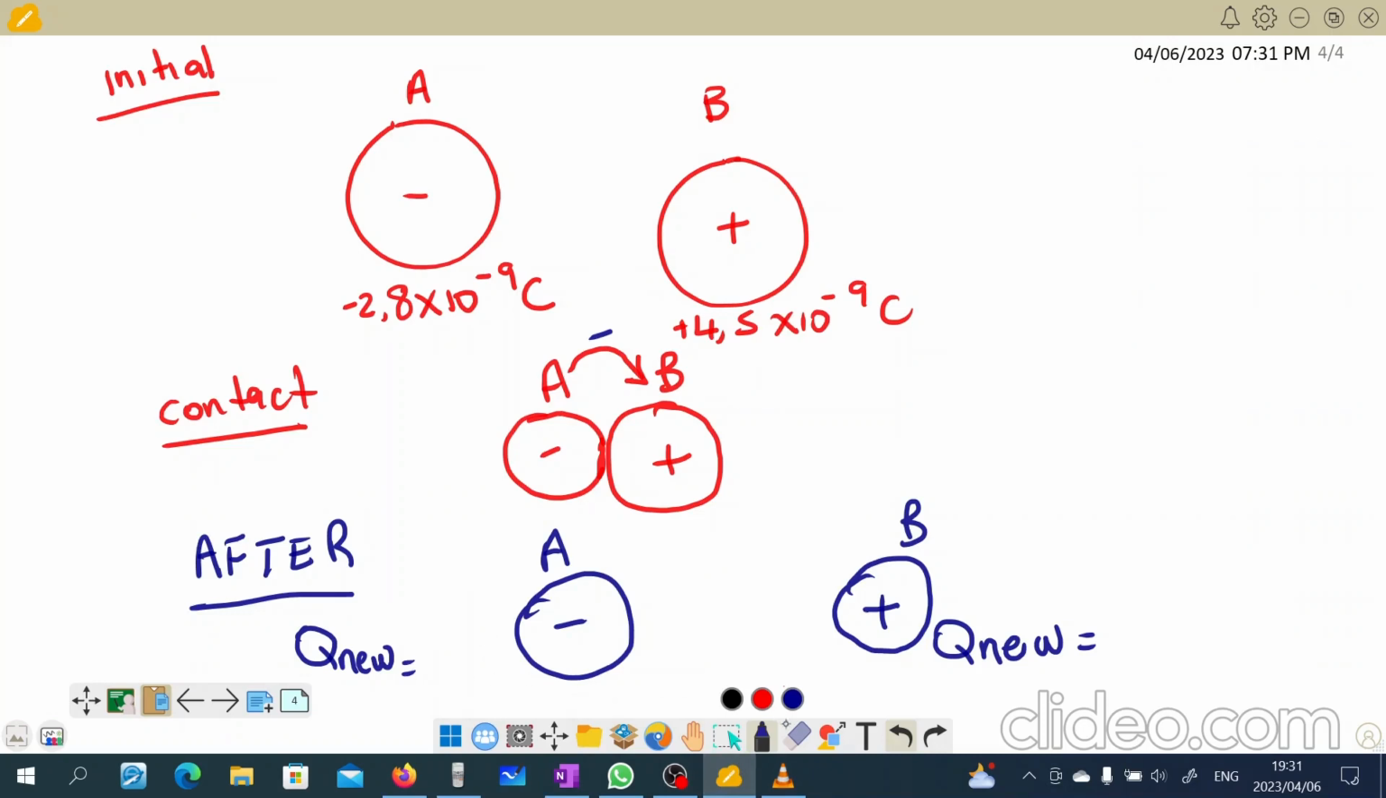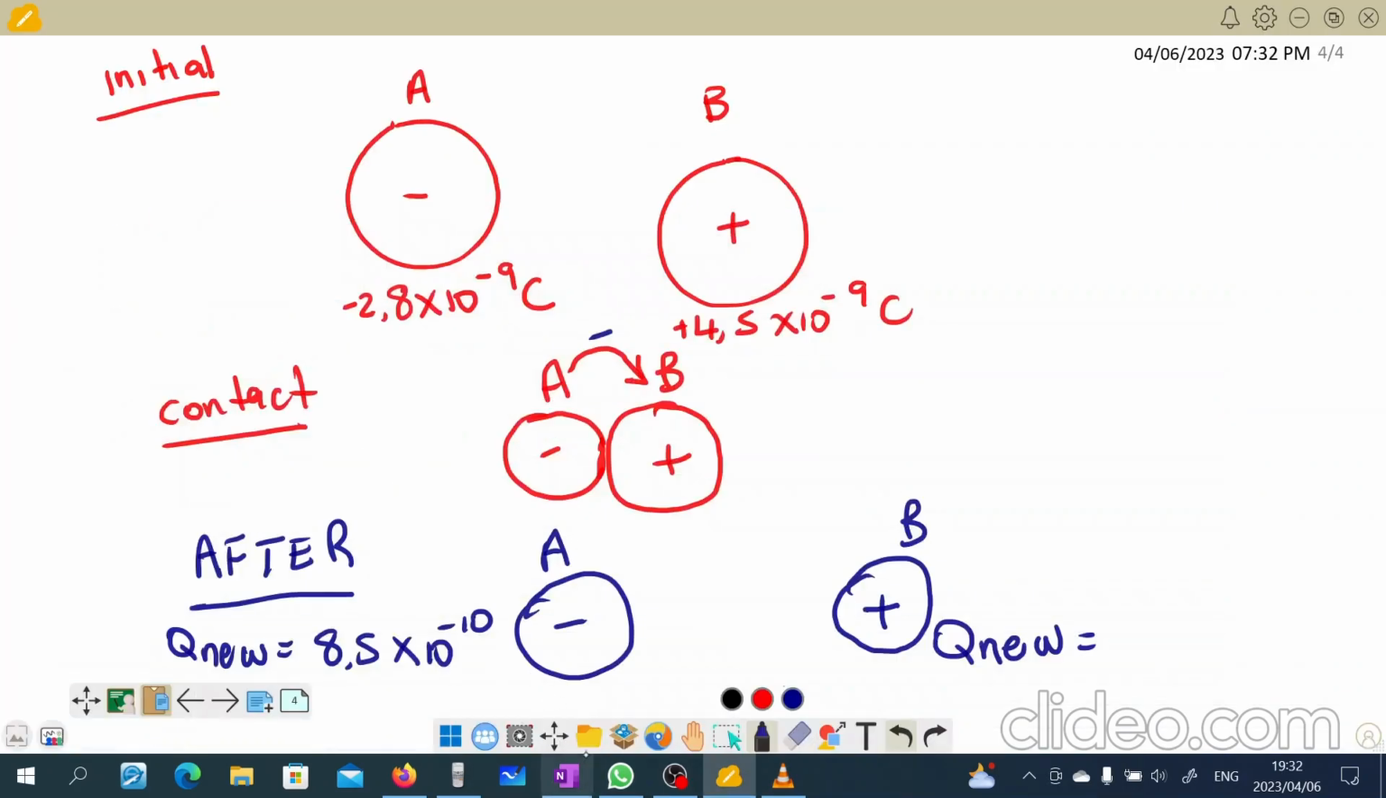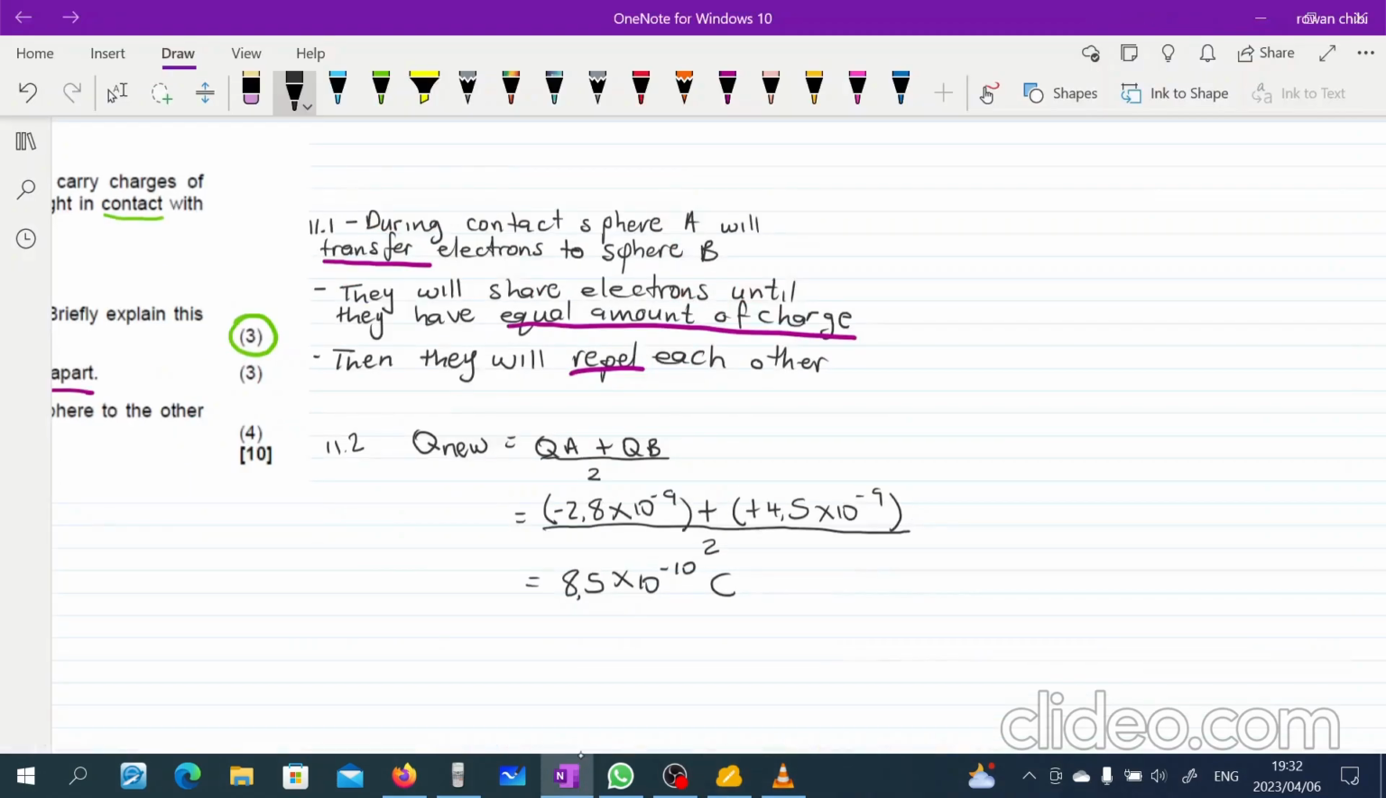Now Q new, we said, for A is 8,5 times 10 to the power negative 10 coulombs. And also for B it is going to be the same, 8,5 times 10 to the power negative 10 coulomb. That is Q new. So we're done with question 11.2.